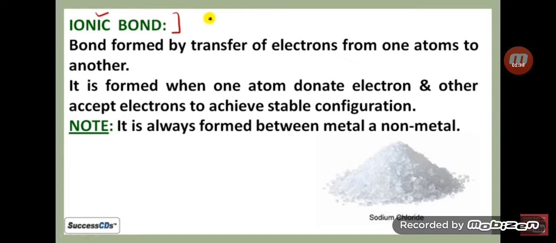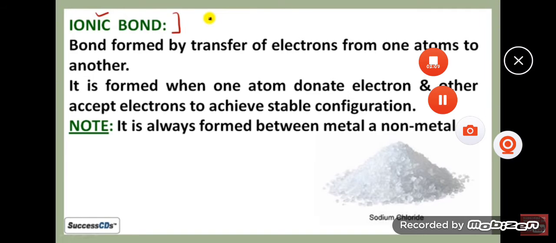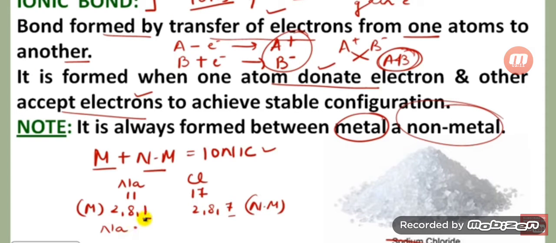So here sodium gives an electron and chlorine accepts the electron. Here sodium gives an electron so that chlorine accepts it, and there is a chemical bond between them, and the bond between them is the ionic bond. Now, how does that happen?